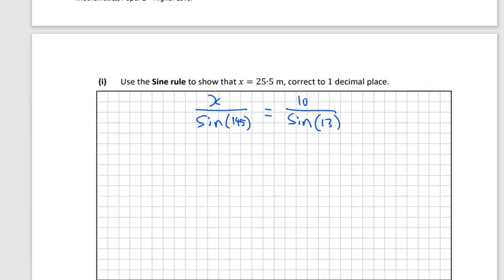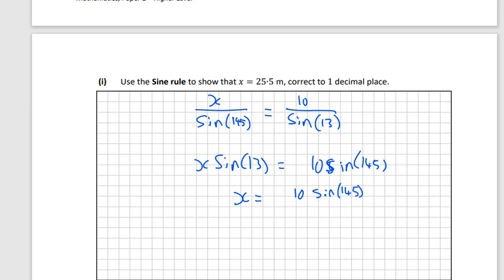And then cross multiply then. I always said to cross multiply. All you have to do is move over to sine 145 here. But if you were to cross multiply, sine 13 is equal to 10 sine 145. So x is equal to 10 sine 145 over sine 13. And that should be equal to 25.5.